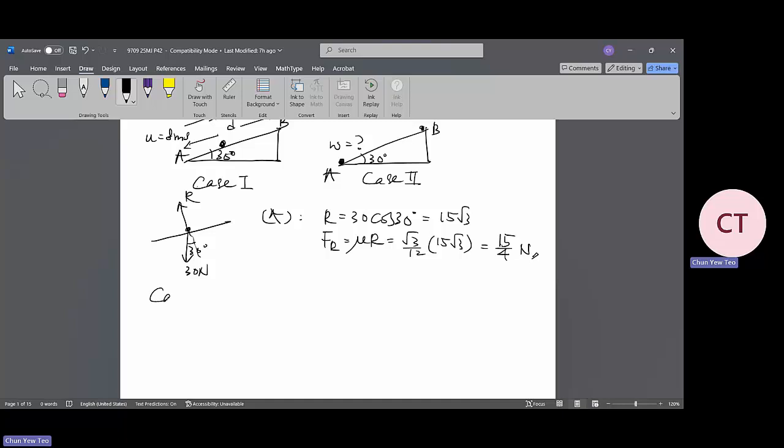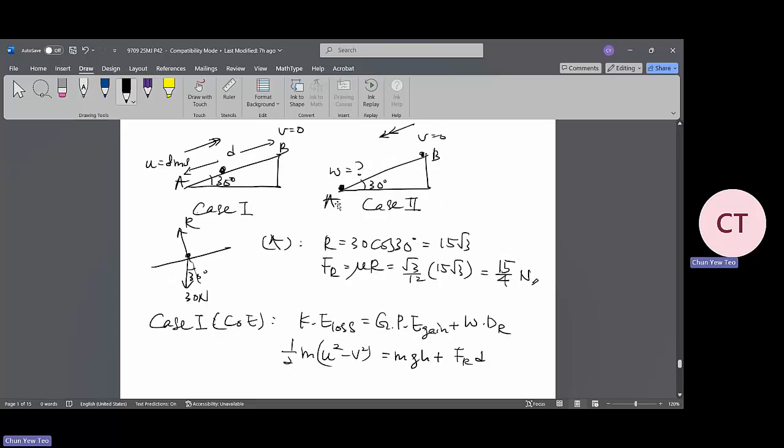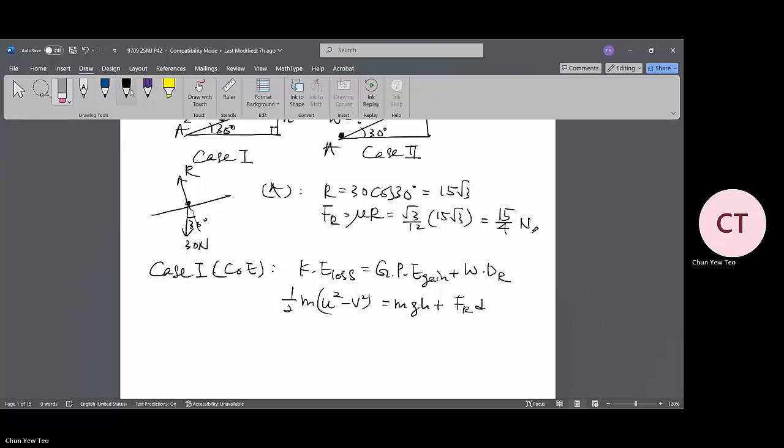Okay, so now case 1. We are having conservation of energy. So we have the KE loss equal to the GPE gain plus the work done against the resistance. Okay, so this is the relationship of the energy. KE loss is half m of u squared minus v squared, equal to mgh plus the work done by the resistance. The distance traveled is D. So we need to find the relationship between h and D. We know that h divided by D is sine theta. That means h is actually D sine theta.